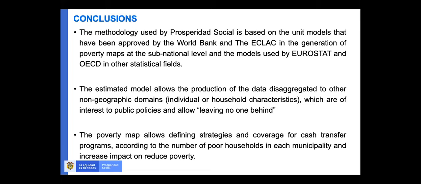In conclusion, the methodology used by Prosperidad Social is based on unit models. We have the advisory of ECLAC. The estimated model allows the production of data disaggregated to other non-geographical domains, such as people with disability. And finally, the poverty map allows defining strategies and coverage for cash transfer programs according to the number of poor households in each municipality, and this increases the impact on reducing poverty in my country. Okay, I'm finished. Thank you very much.